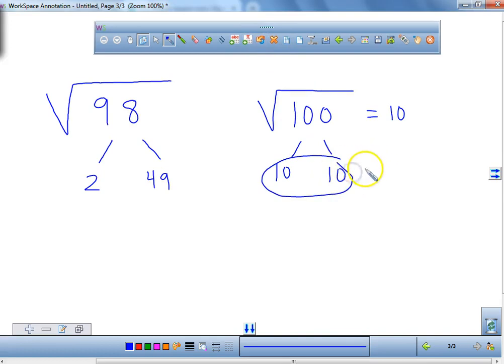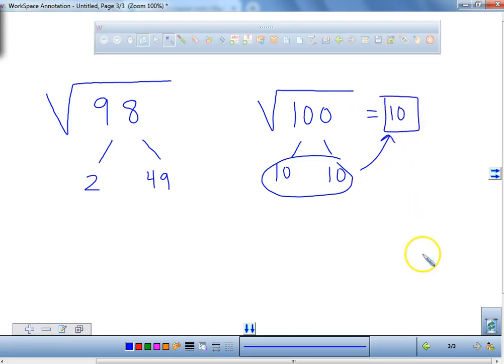There's my pair. Square root of 100 is 10. You found it. There we go. Now, what does 49 break down to? Yeah, 7 and 7. Guess what? We've got a pair.